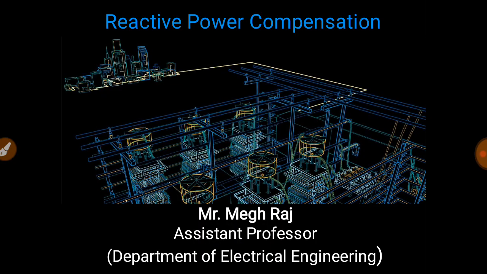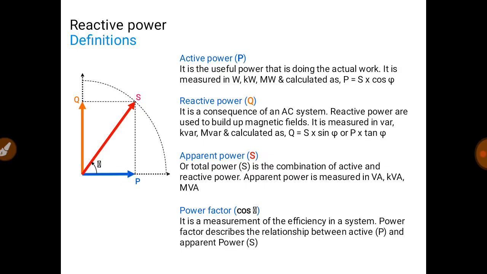Today our topic is reactive power compensation. At first, we try to define some terms like active power, reactive power, apparent power, and power factor. These three are types of power in our power system. First is active power. This power is useful power. Second is reactive power. This is used for magnetization purpose and the magnetic field produced.